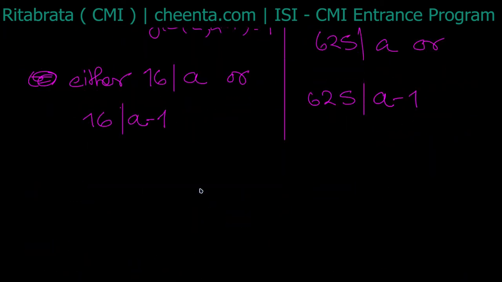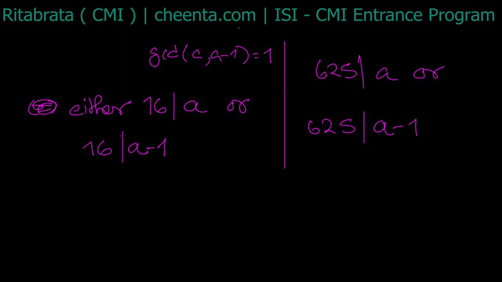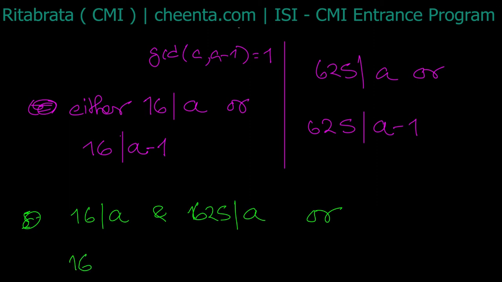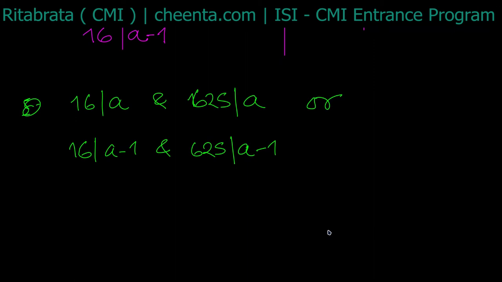Let's try to reduce it to something simpler. Is it possible that 16 divides a and 625 divides a? Or like 16 and 625, they both divide the same number, like they both divide a exactly, or both of them divide a minus 1. Is it possible? Let's see. In the first case we have their product, that is 10,000, also divides a, and in the second case we have 10,000 divides a minus 1.